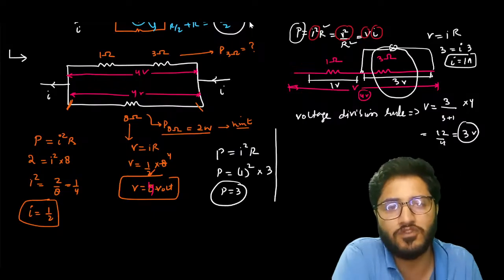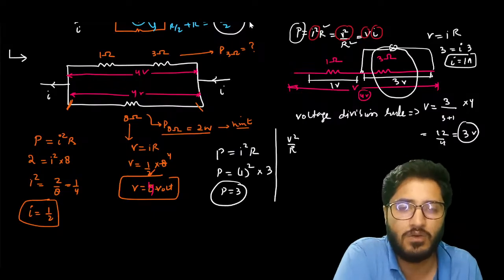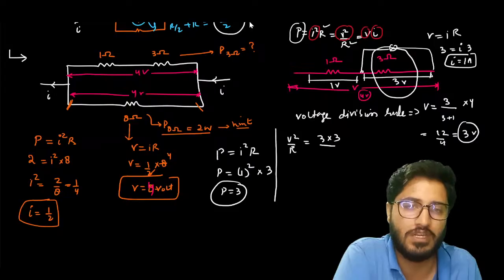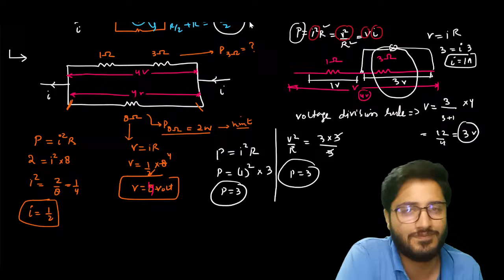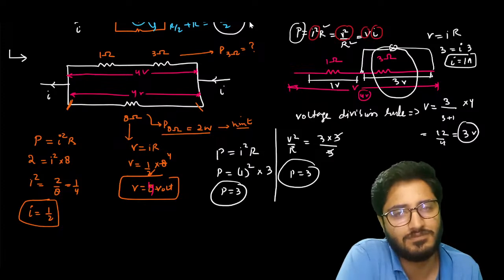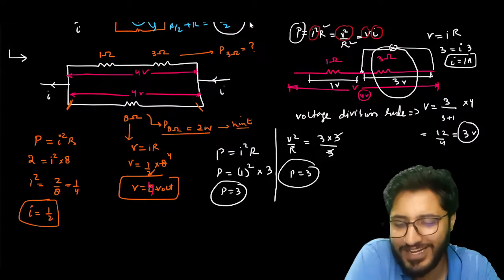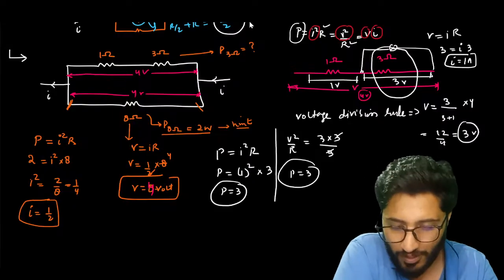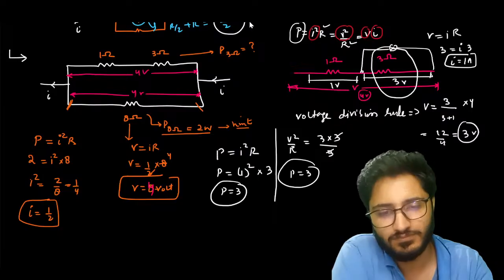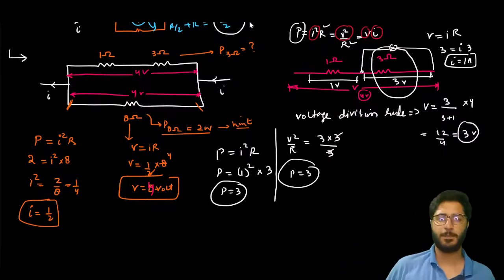Or I can use this formula now, V square by R. What is V? It is 3 into 3 divided by 3. Look, my power came out to be 3 here also, right? I can use any formula. I will get 3 only. Done?